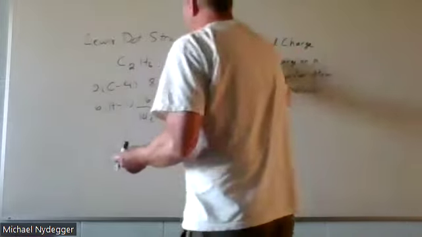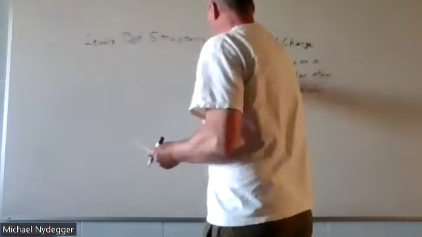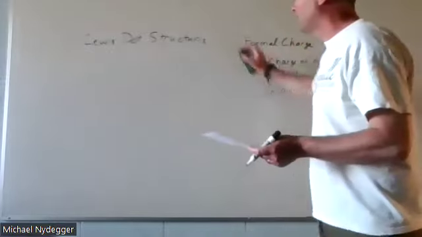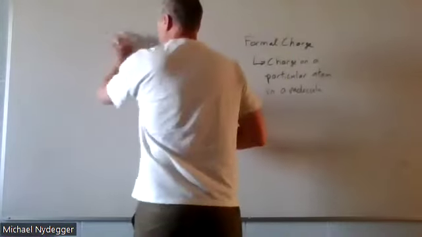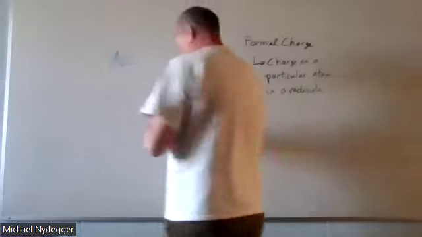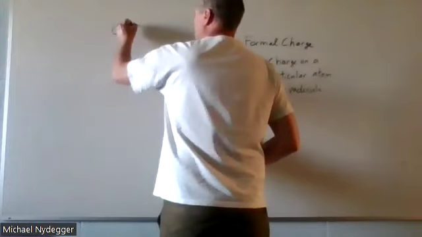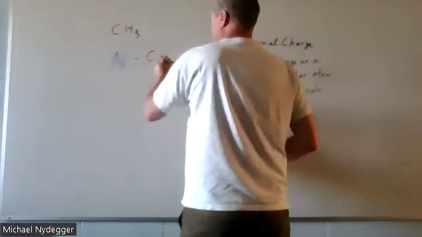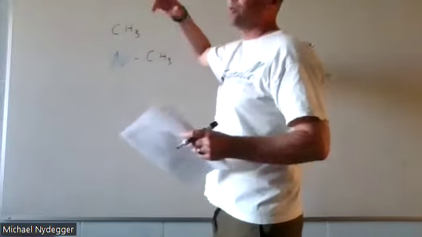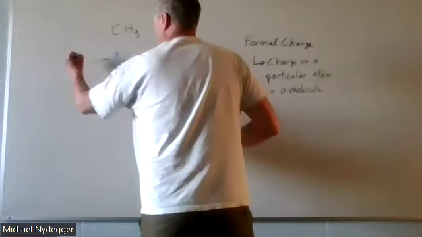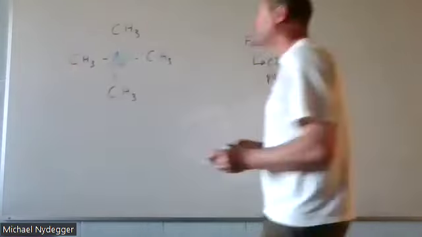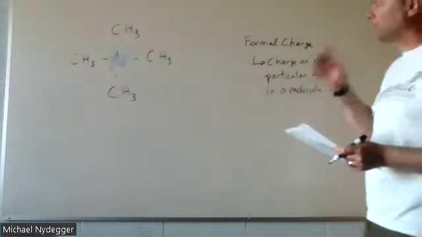Now, let's do an example of this. I'll do an example and I'll give you the equation for formal charge. We have a nitrogen, make that a little bit bigger. We have a nitrogen that's surrounded by methyl groups. So the CH3 is going to be a methyl group. This is one of the functional groups you'll learn. All right. So in that case, we have a nitrogen surrounded by 4 methyl groups.